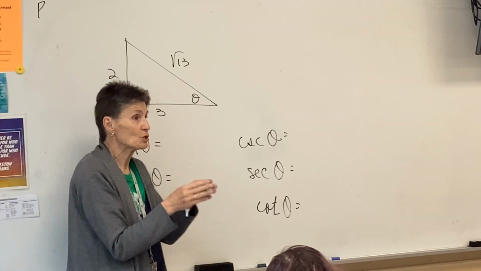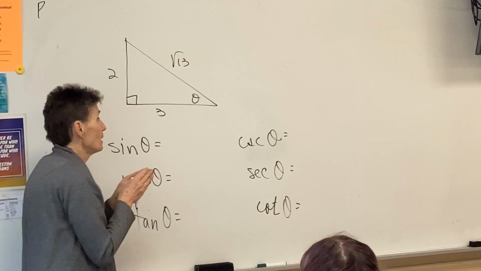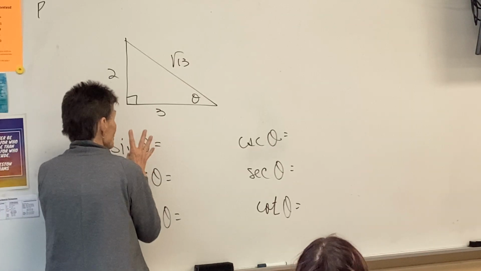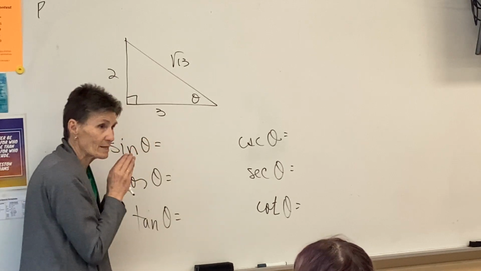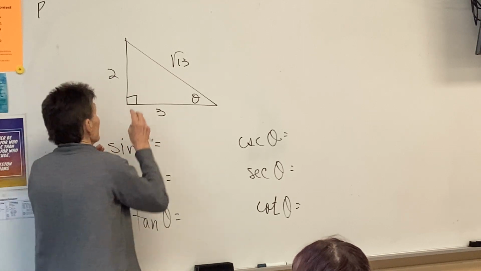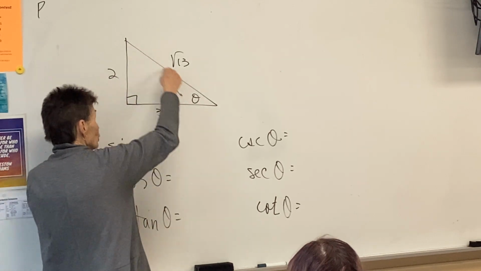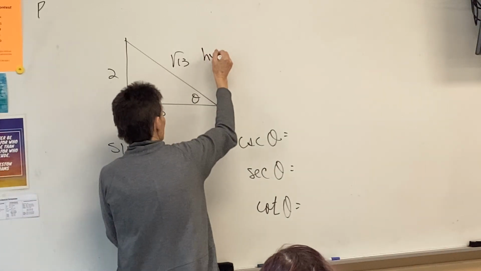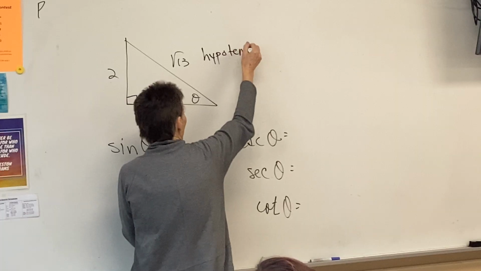All right, so how does this work? Well, you've got the definitions on your sheet. What we need to establish first is which side is which in this right triangle. In a right triangle, the longest side is called the hypotenuse. So this is your hypotenuse, always.